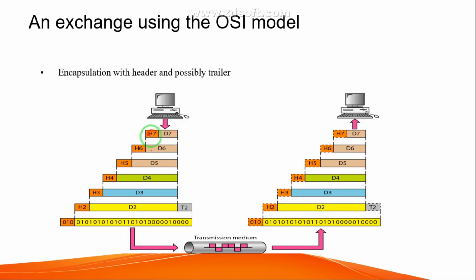Definitely this header has some information. So when this data from the upper layer, the higher layer, that is the 7th layer, comes to the 6th layer, you can see over here that it becomes D6. It means your D6 is equal to H7 plus D7.